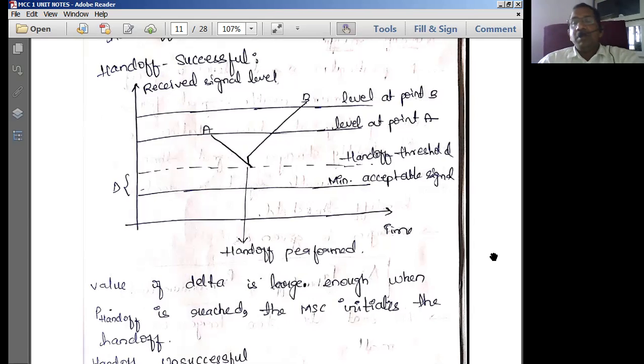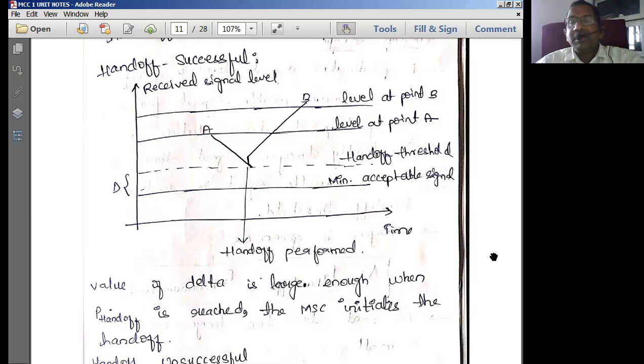So when the mobile unit is moving from cell tower A to cell tower B, sometimes we encounter these kinds of things when we are in a moving vehicle, a bus or a car or any other vehicle. Suddenly the signal gets disconnected. Why is it disconnected? It is because of this particular problem.